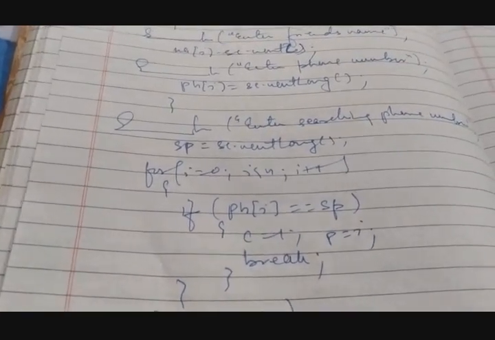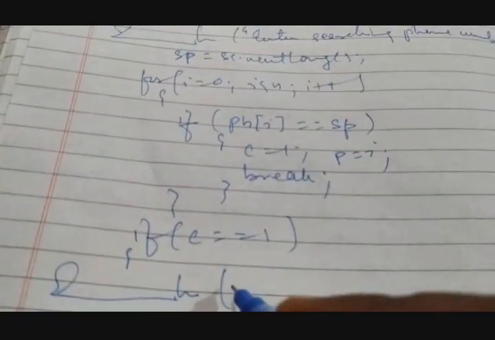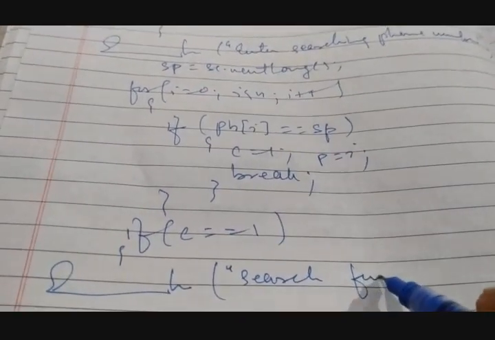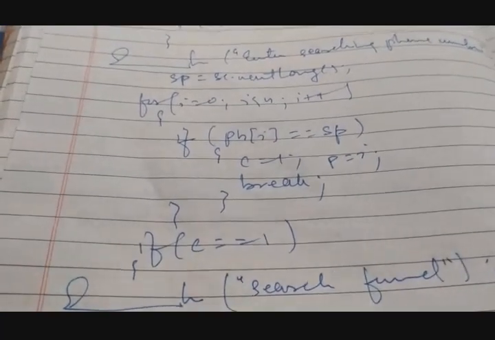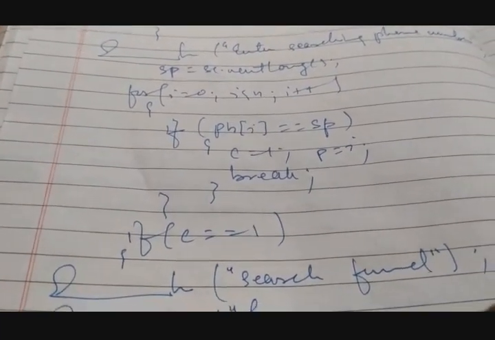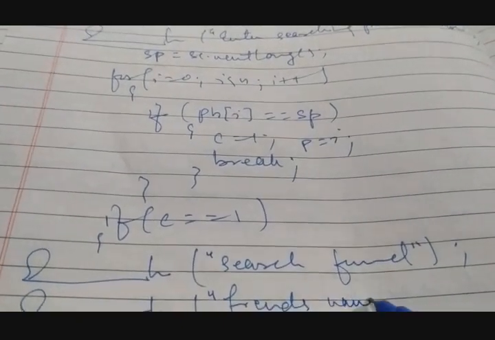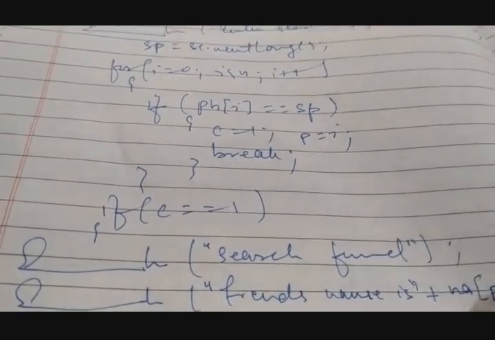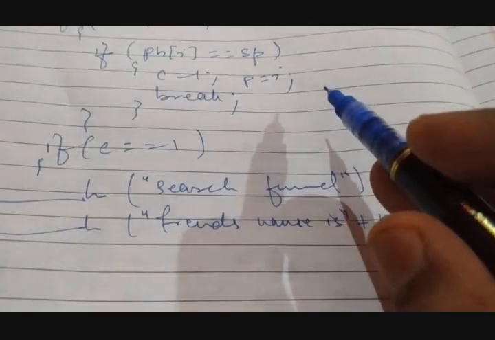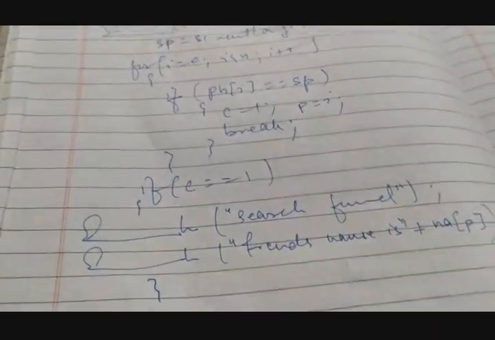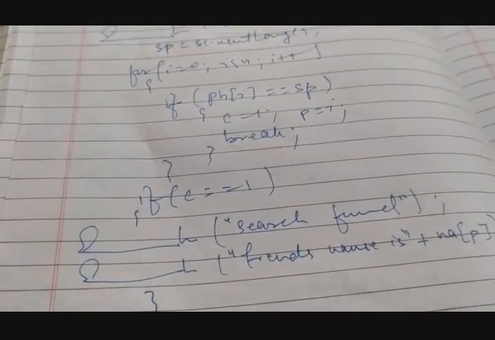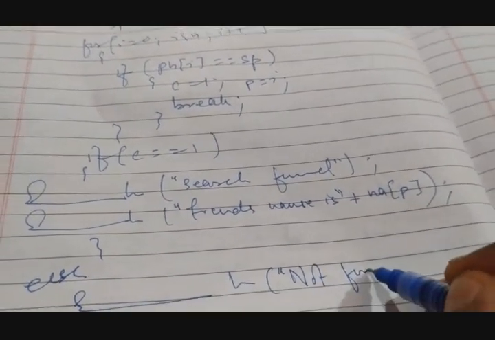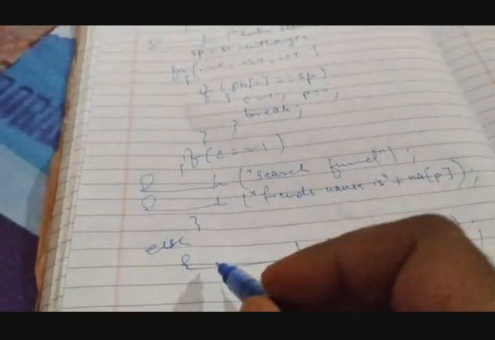So print search found. So friend's name is na of p. The position i was stored, so it is stored there. Else print not found, close.